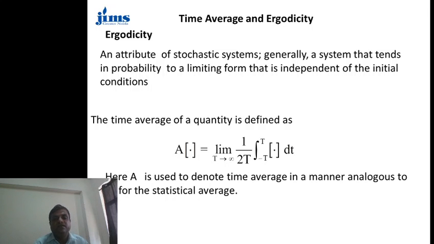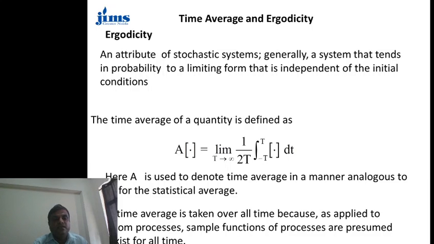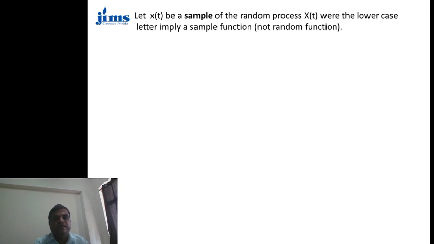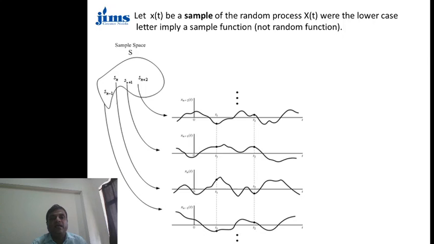The time average of a quantity is defined like this. Here A is used to denote time average, in a manner analogous to E for the statistical average. The time average is taken over all time because, as applied to random processes, sample functions of processes are presumed to exist for all time. Let's give an example. Let x(t) be a sample of a random process X(t), where the lowercase letter implies a sample function, and this function is not random.